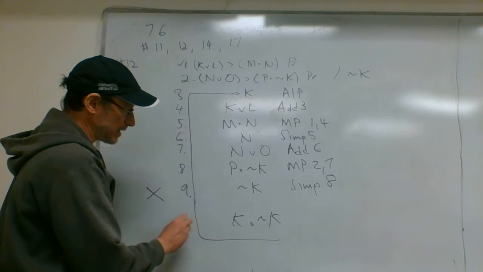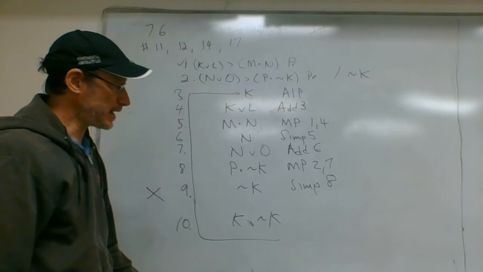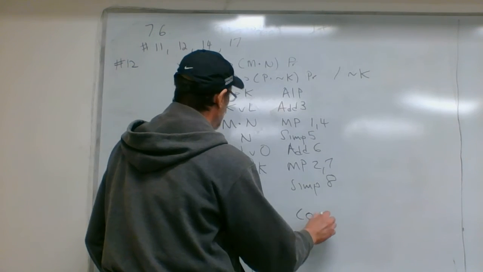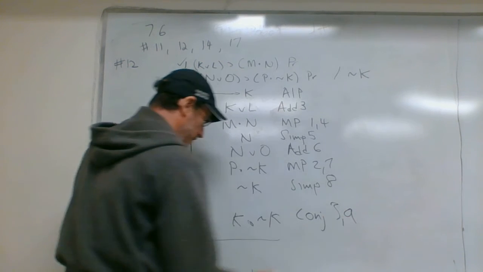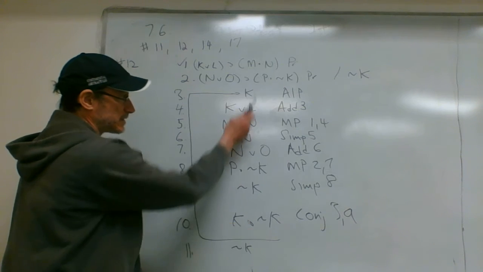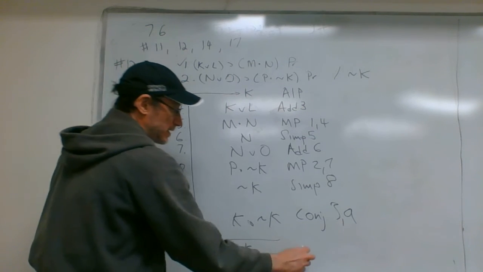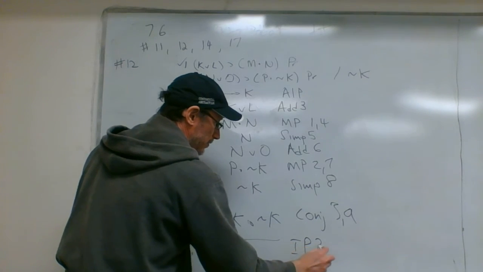Now that may sound a little strange, that the contradiction happened to be K and not K, but it's a contradiction by rule, so conjunction on 3 and 9, and then you go to the last step where you say, okay, then I've shown that this leads to a contradiction, therefore based on these premises, it's not the case that K. So that's IP on 3 through 10.